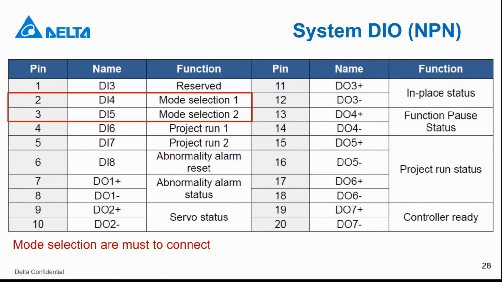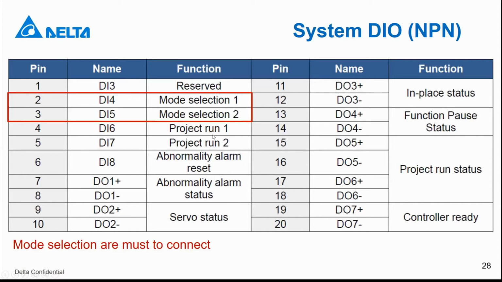And the next is you need to connect the system input output. For the system input output, you can see we provide many functions you can use by the digital input output. And first you need to connect its mode selection. This mode selection determines whether it's in auto mode or in teaching mode. So it's important, and we'll introduce details later.